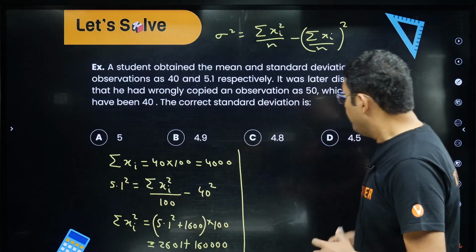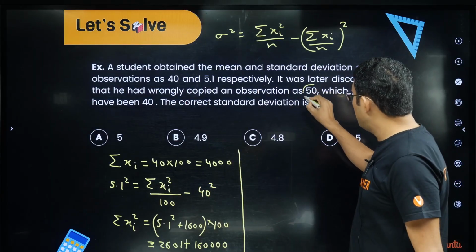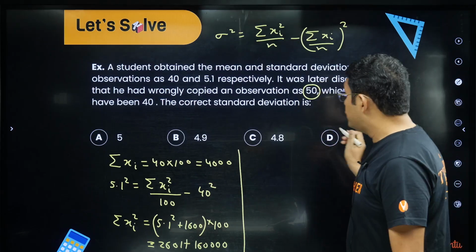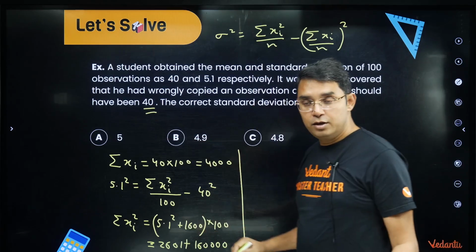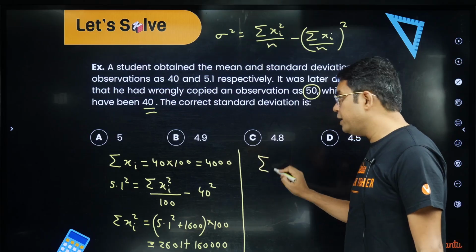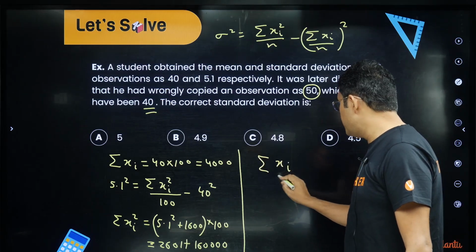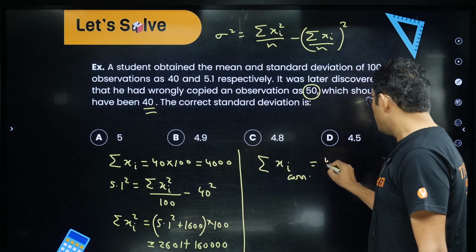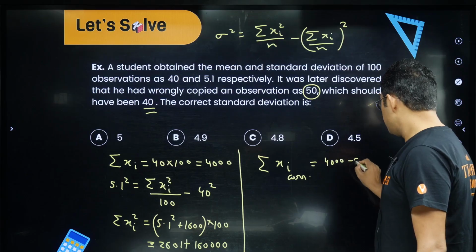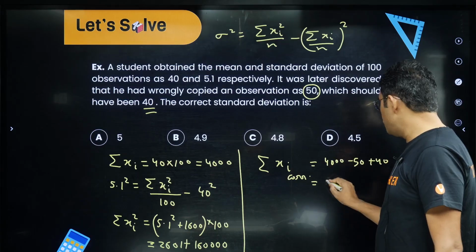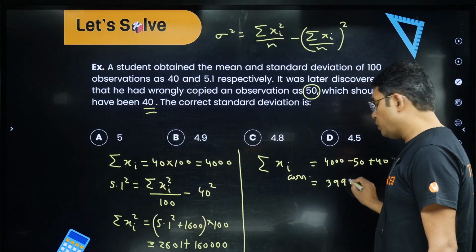Now dear student, because we know the observation which was having value 50 was wrong, it should have been 40 instead, now we can find the correct value of sigma xi. I can call this correct here, and for that we need to remove 50 from this and we have to add 40 into this. So we will be getting this to be 3990.